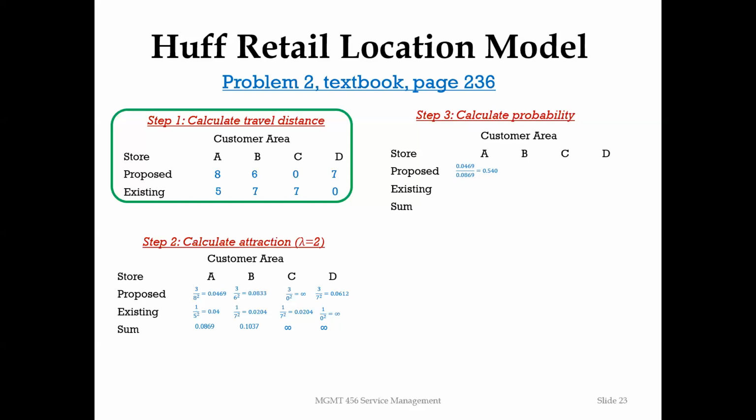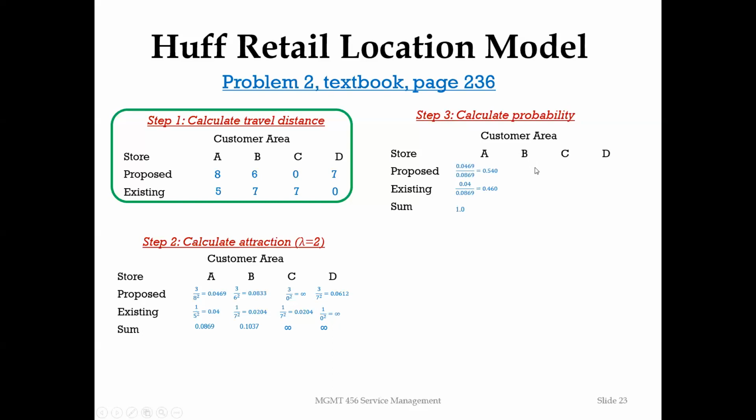Similarly, we can calculate for the existing store, which is 0.04 attraction for the existing store divided by 0.0869, which is total attraction. You get about 46%. The total, of course, is 100%, 1.0.